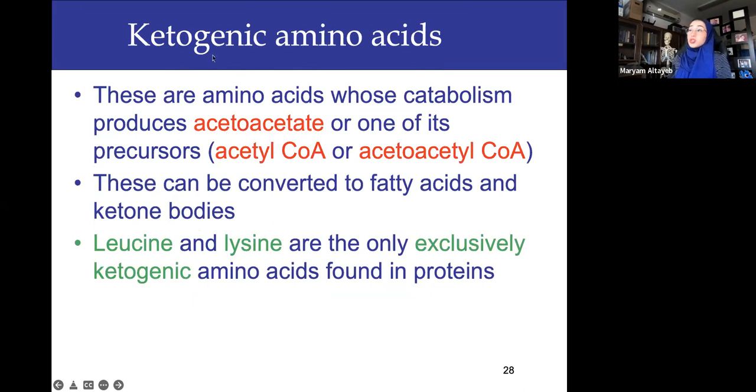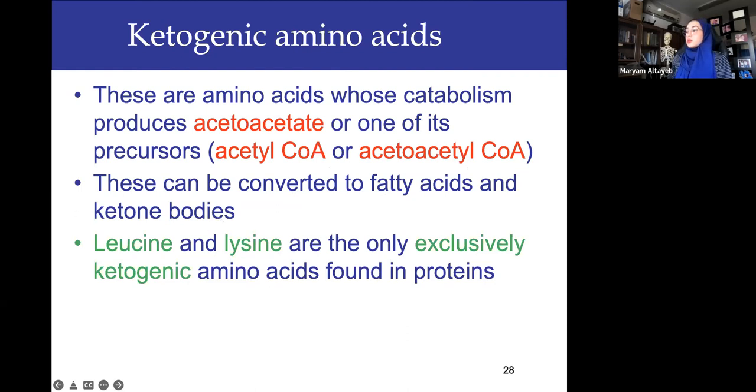Then we have ketogenic amino acids, which can be used to make ketones. Remember ketogenesis. Ketogenic amino acids are those whose breakdown produces acetoacetate, or one of its precursors, which are the ones we'll normally hear about, acetyl-CoA or acetoacetyl-CoA. And why are these important in ketogenesis? Because they can be converted into fatty acids and ketone bodies.